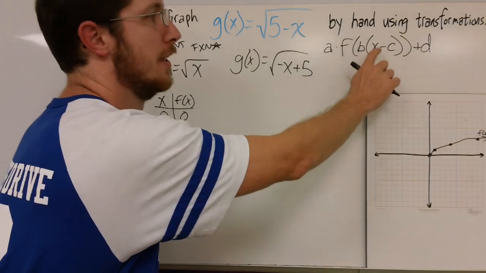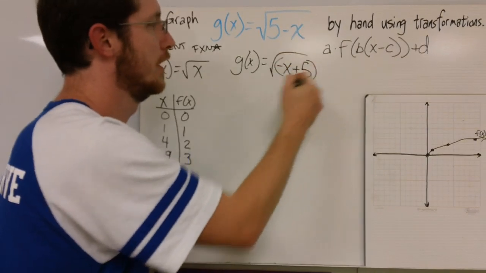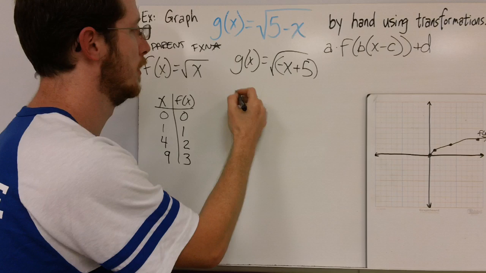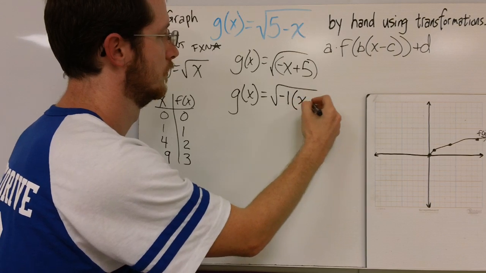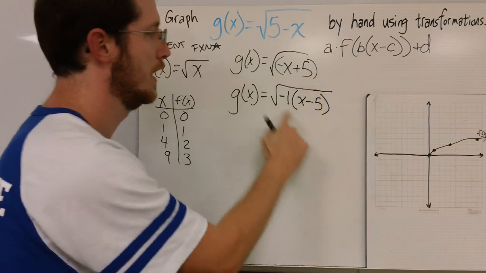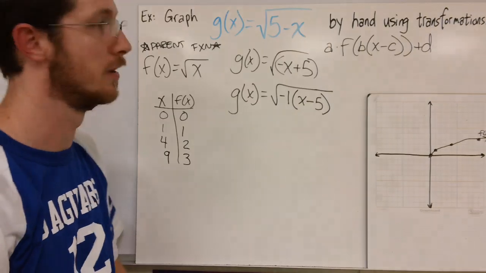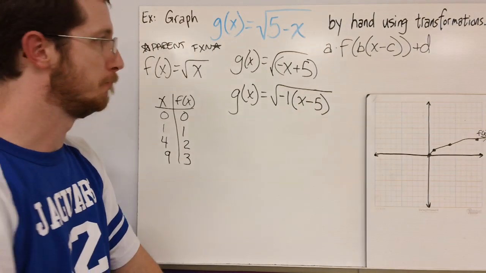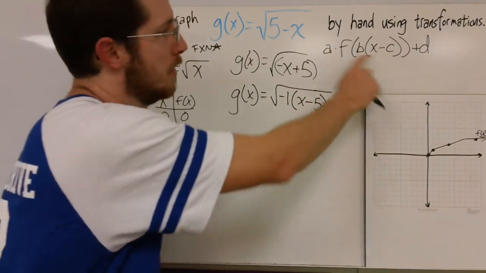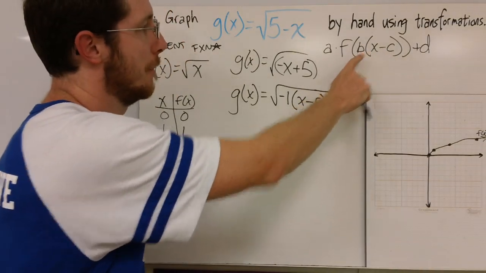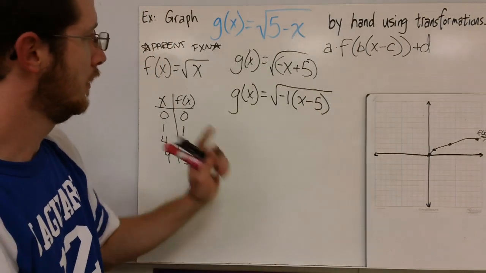The next thing I want to do is, in our standard form, we can't have a negative right inside of this parentheses here. So I want to factor out that negative 1. Okay, so I factored out that negative. Now I've got x minus 5. If we forget to do that, we're going to be shifting in the wrong direction, and our final graph is going to be off. So now it looks more like this. I've got an x minus 5 in this case. My b value is negative 1. My c value is 5. All right, let's graph this.